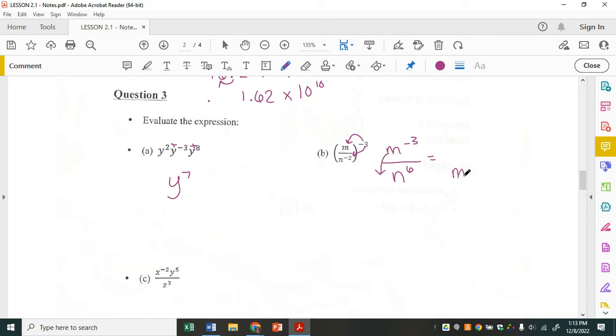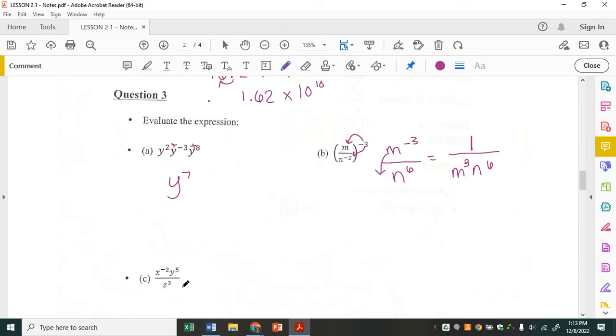So I have m to the 3rd, n to the 6th, but it's on the bottom of my fraction. I got to have my placeholder of 1 up top. So I have 1 over m to the 3rd, n to the 6th. And I can't combine those because those are two different bases.